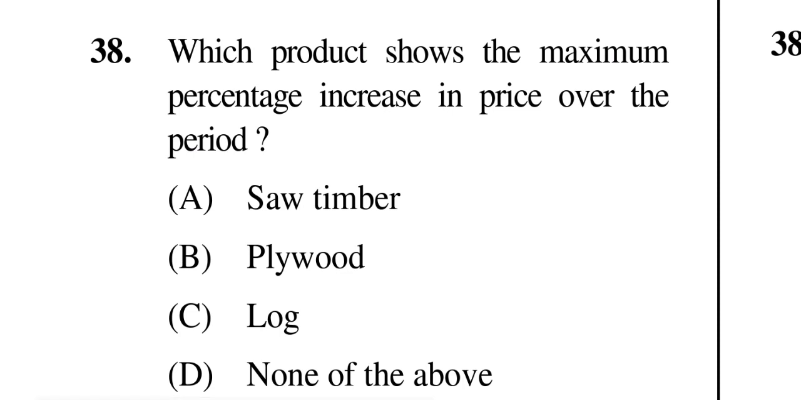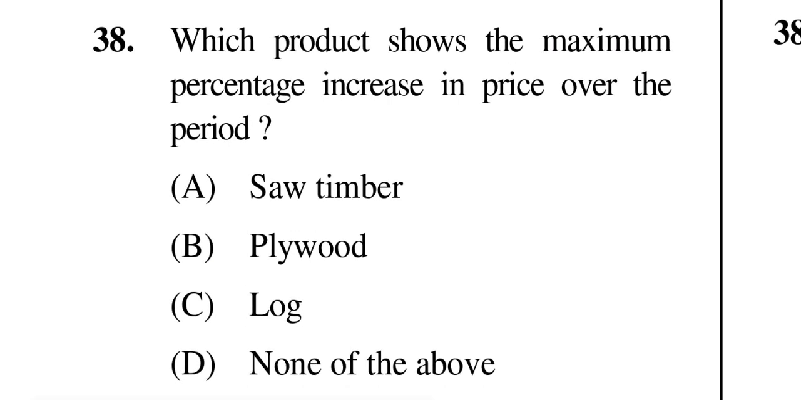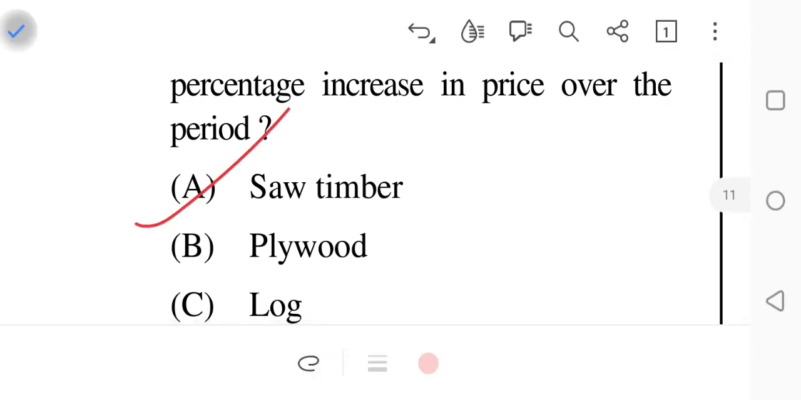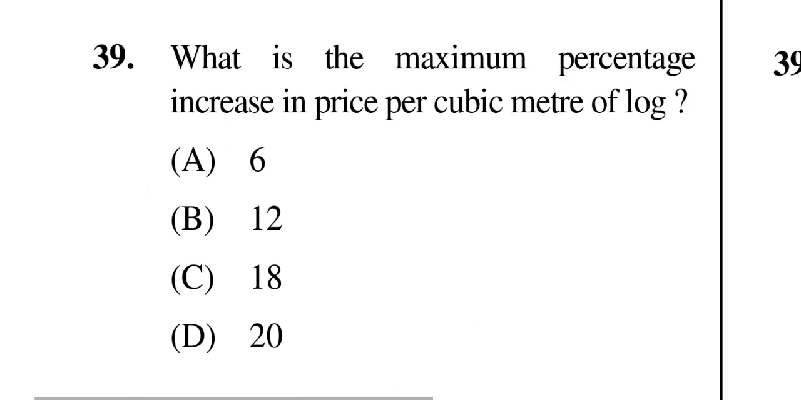Which product shows the maximum percentage increase in price over the period? Saw timber, plywood, log, none of the above. So the correct answer will be saw timber. This is the correct answer. Next question 39. What is the maximum percentage increase in price per cubic meter of log? 6, 12, 18, 20. So the correct answer will be number D. 20 is the maximum percentage increase in price per cubic meter of log.